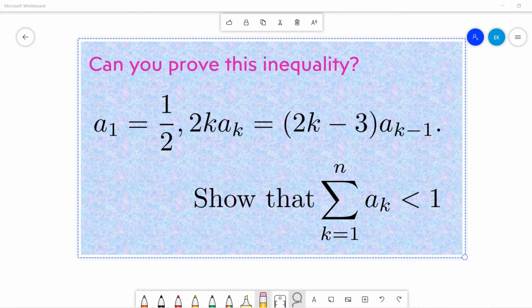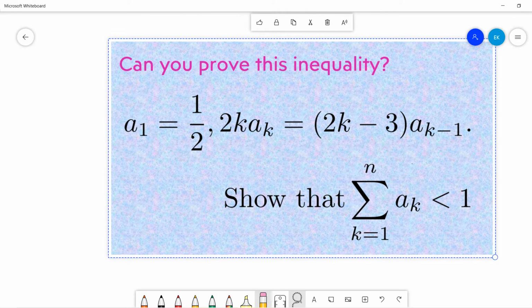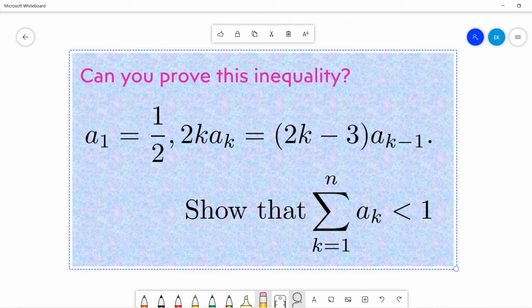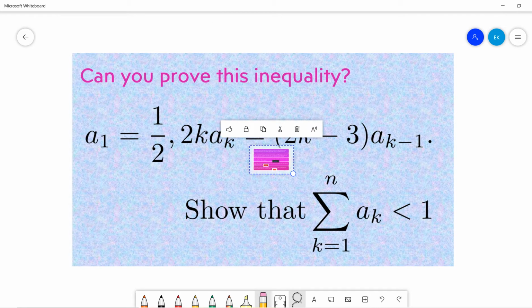So today let's solve this interesting problem. It says a1 is a half, and they specify that 2k times a_k equals (2k minus 3) times a_(k minus 1), and you try to prove that the sum of a_k from k equals 1 to n will be less than 1. Okay, so this is a bit of a technical problem.